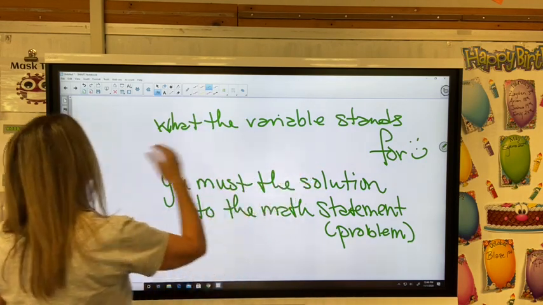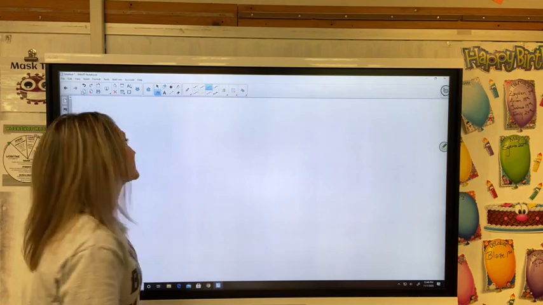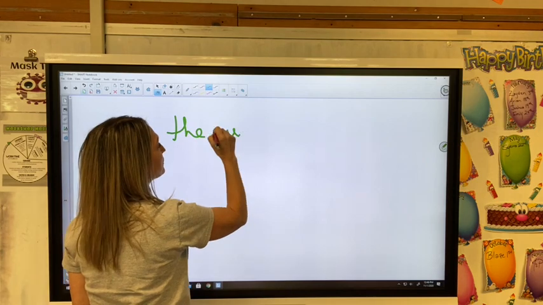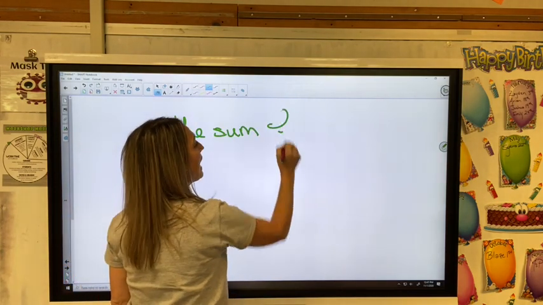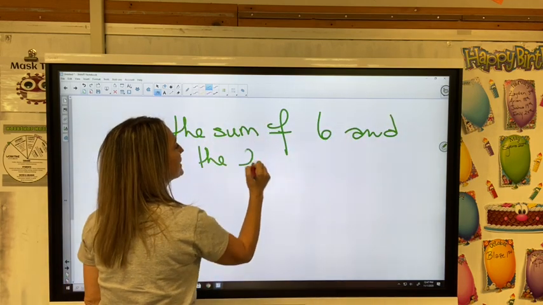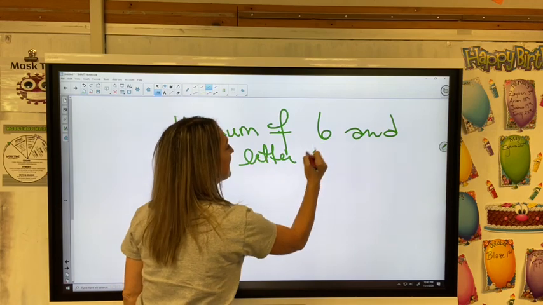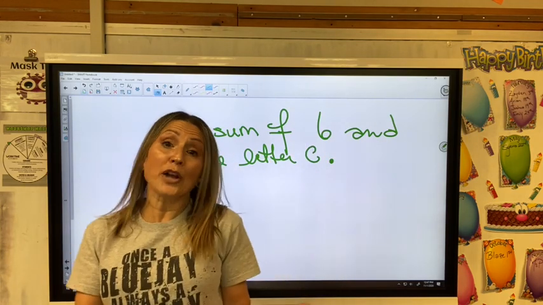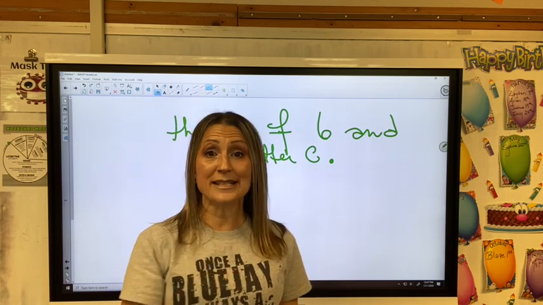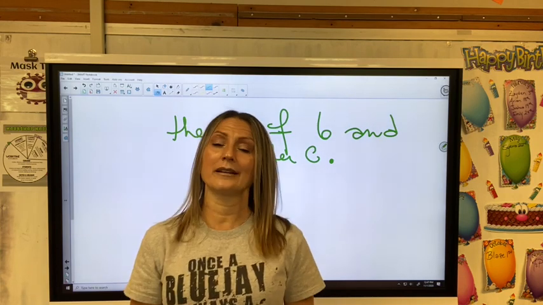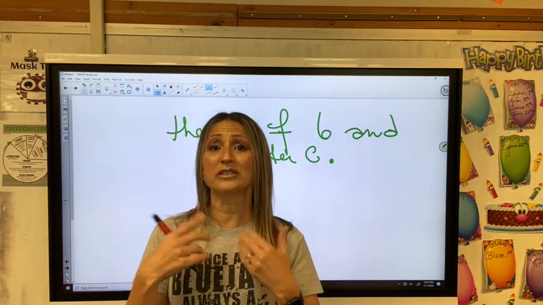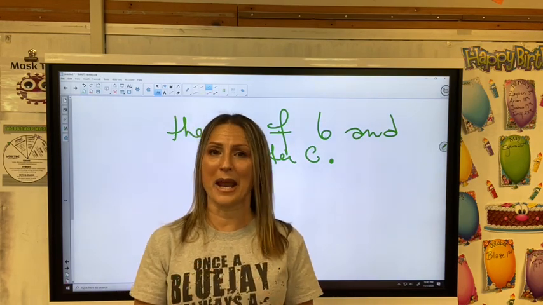So you can have problems in algebra that look one of 2 different ways. I can have a problem that says the sum of 6 and the letter C. That may be how algebra is presented to you, because we know mathematics is a language, and that means we have to read it, state it, and understand it. So we have to be able to read it and then be able to state it to someone and then be able to understand it for ourselves and for other people we might be telling it to.